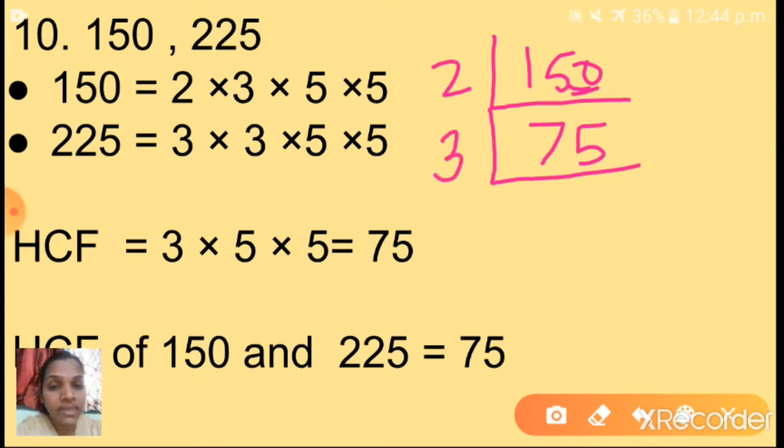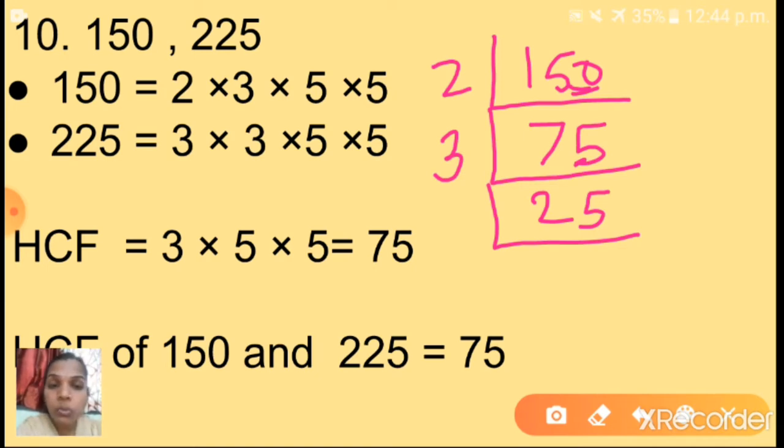7, how many 3's are there? Very good. 2 3's are there. Remainder is what? 1. So that 1, it will go here. So it will become 15. So 15, how many 3's are there? Very good. 5 3's are there. Next, 25. 25 will come in which prime number's table?